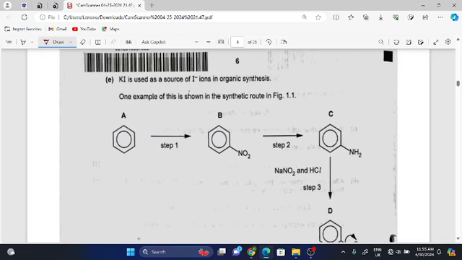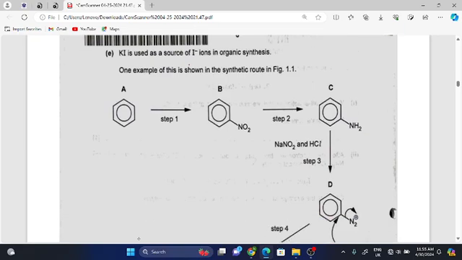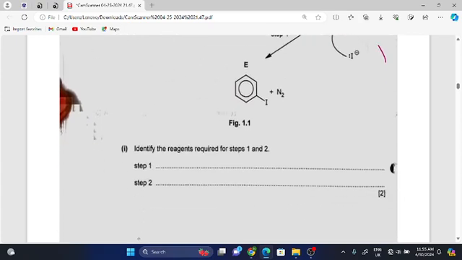KI is used as a source of iodide ions in organic synthesis. The example is given in the diagram. From step 1 to step 2 there is a nitration. From step 2 to step 3 there is the attack of iodine. Then in step 4, after the attack of the electrophile on the nucleophile, nitrogen gas is released. Here you have to state the reagents for step 1 and step 2.